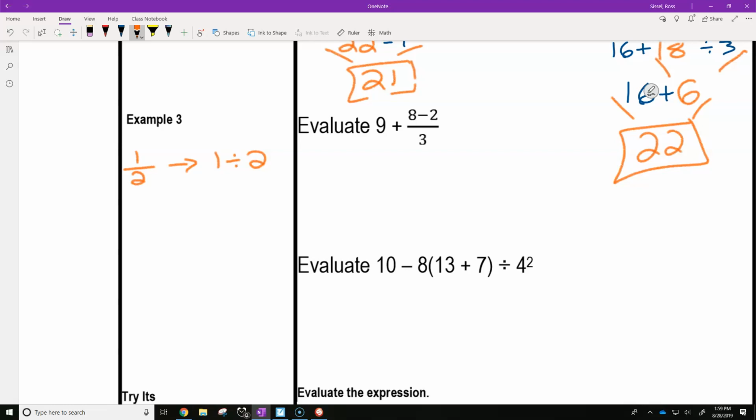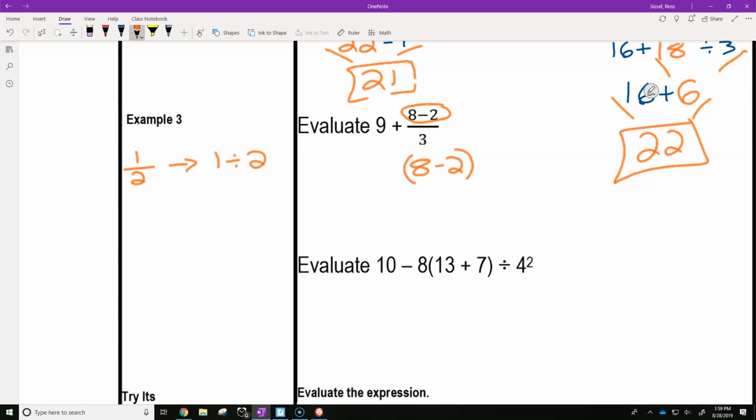Alright, so because of this, when I look at this equation, I have to first do my fraction. The fraction goes together. So if the fraction goes together, what are you going to put around it to make sure it stays together? Parentheses. However, is my numerator just one number? No, it's an equation itself, right? So on this one, I would take this 8 minus 2, and I would say 8 minus 2 in parentheses.